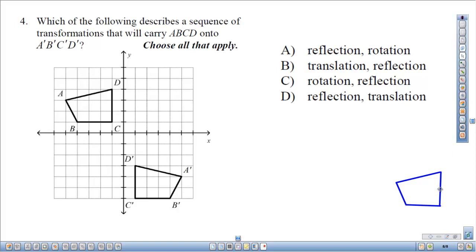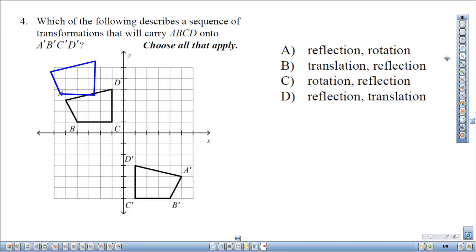So let's see. This first one says a reflection and a rotation. You'll notice if I had a little copy of this one, I could reflect it over. But would I rotate it? Does this look like a rotation? Does everyone notice that this is pretty much a reflection? So we could either translate it down and then reflect it over, or we could just go ahead and reflect it and move it down, but there's no rotations in this problem.